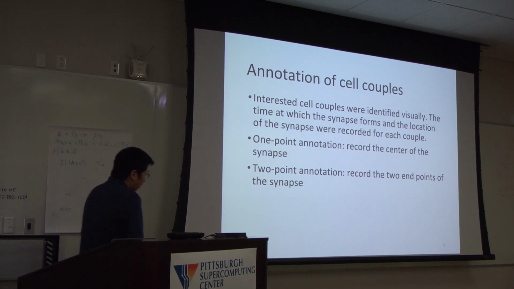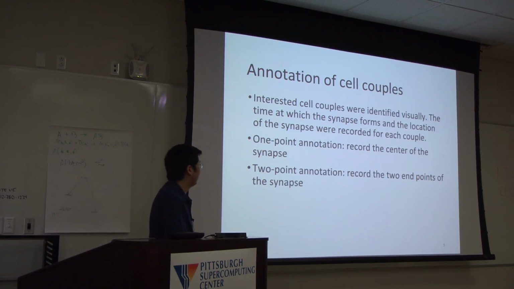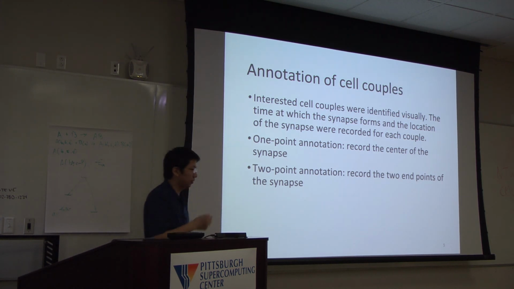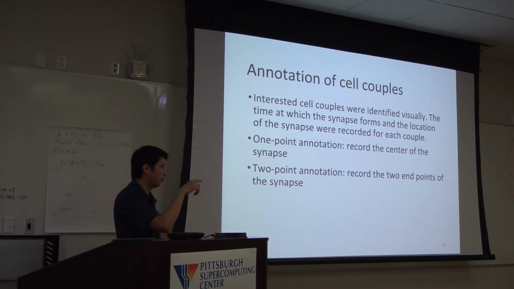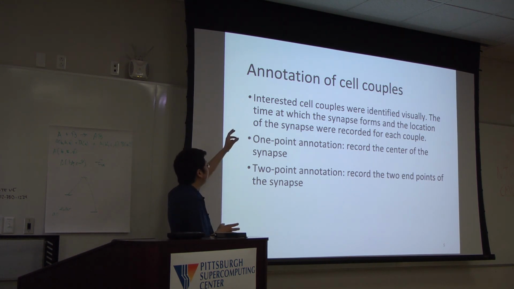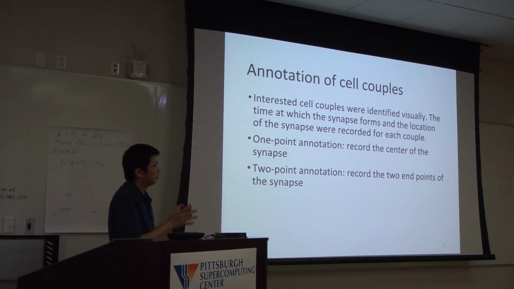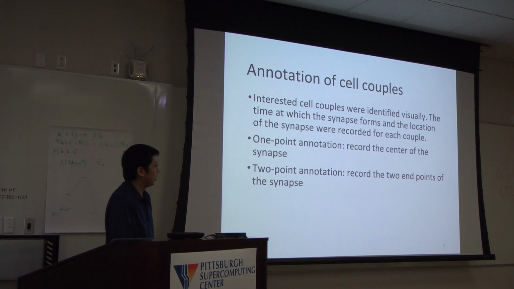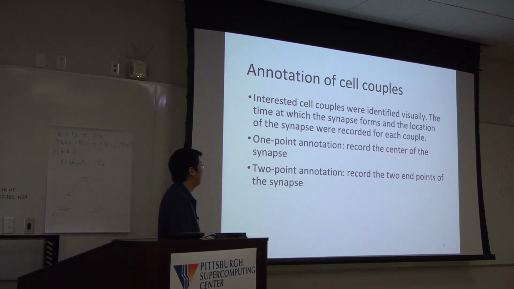So now I'm going to talk about the detail of the pipeline. Before the pipeline, we need another input besides the images. We need to annotate cell couples. There would be a lot of different cells in a field when we image them, but we only choose some interested cell couples, and we also record the time at which the synapse forms and also the correlates of the synapse. There are 2 kinds of annotation methods.